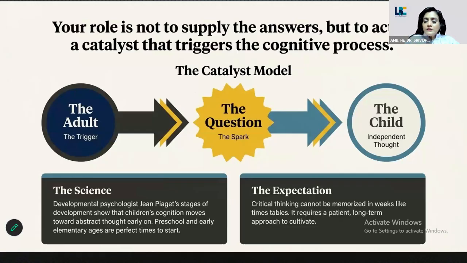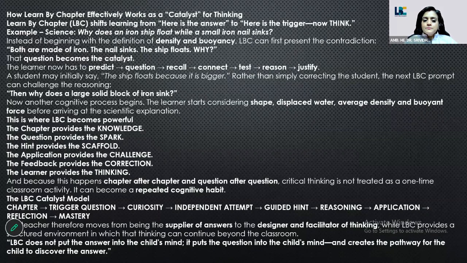So that's how it really works. With the stages of development, if you take it as a science process, developmental psychologist Jean Piaget says the stages of development show the child's cognition moves towards abstract through early preschool and early elementary stages, and the perfect time to start. This process is not even primary, even much before that. Expectation is that critical thinking cannot be memorized in weeks like timetables. It requires a patient, long-term approach to cultivate.